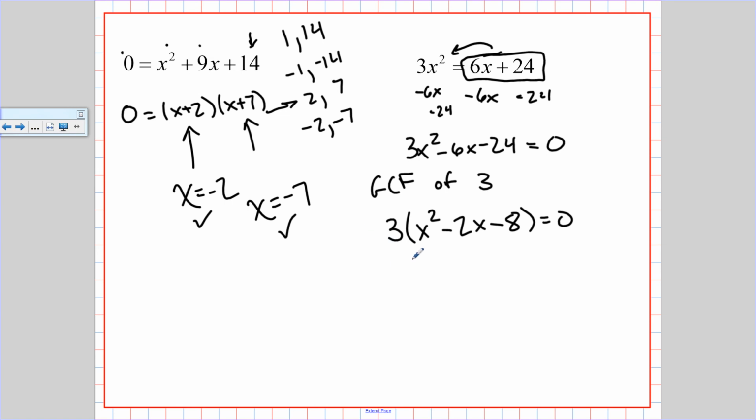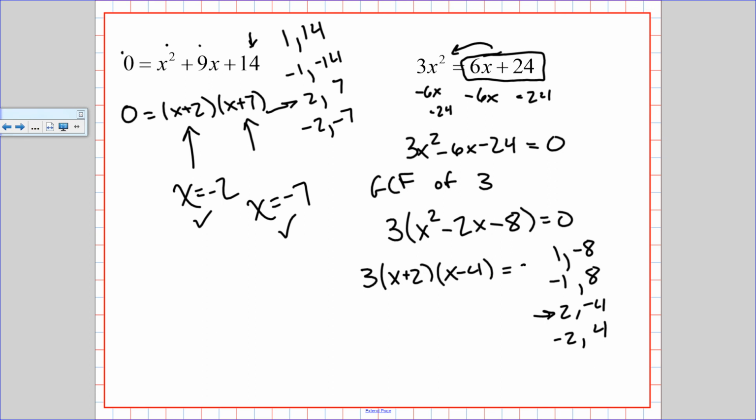Now, we're going to factor what's in the parentheses. So, what multiplies to negative 8 and adds to negative 2? That would be this one. So, this factors to 3 times x plus 2 times x minus 4 equals 0. If you want to check that, you can FOIL it out. Start with the binomials and then multiply by 3.